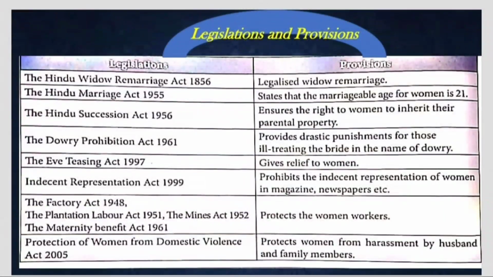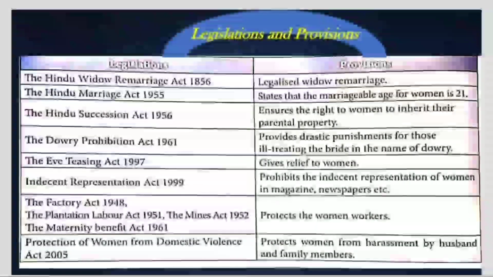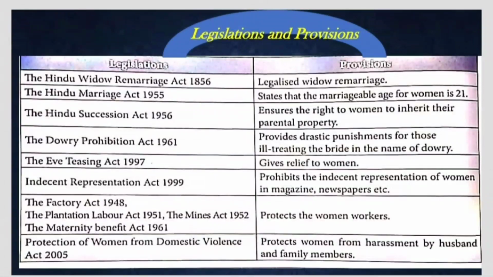Number 5, the Eve Teasing Act 1997, பெண்களை கேலி செய்வதற்கு எதிரான சட்டம். It gives relief to women. Next one, Indecent Representation of Women Act 1999. It prohibits the indecent representation of women in magazines, newspapers, etc. பத்திரிகைகள், செய்தித்தாள்கள் போன்றவற்றில் பெண்களை அநாகரிகமாக சித்தரித்தலை தடை செய்கிறது.